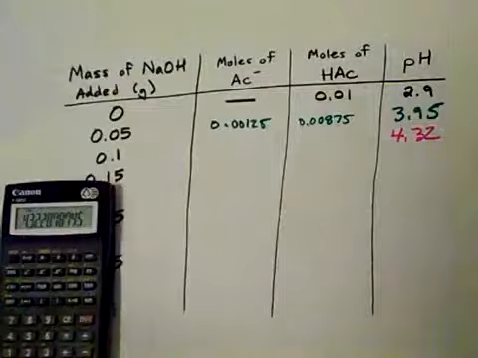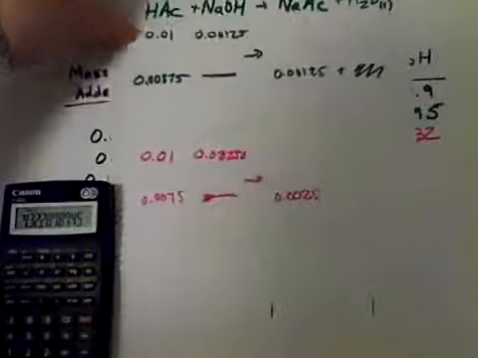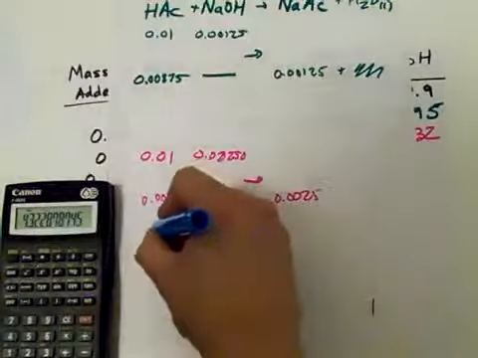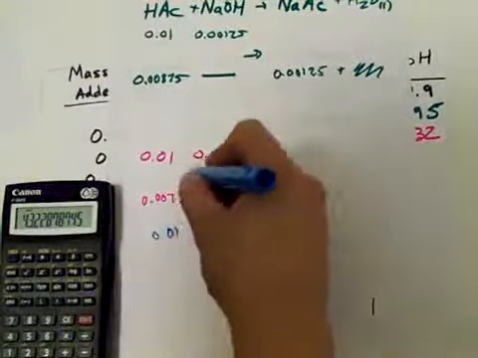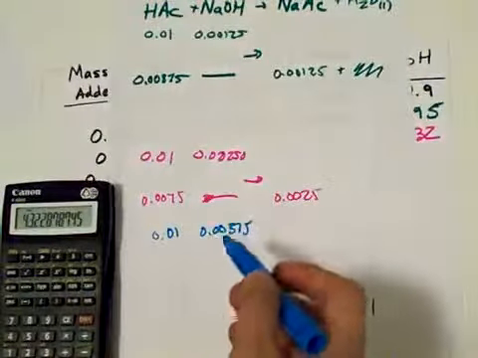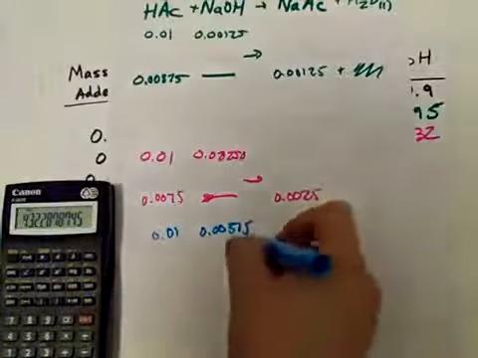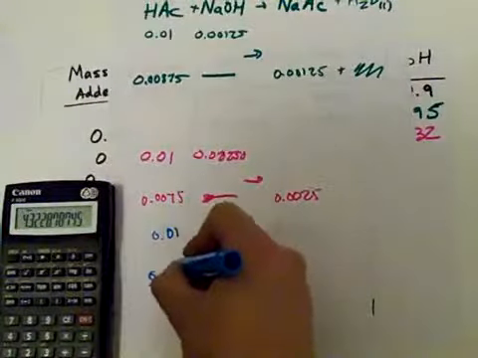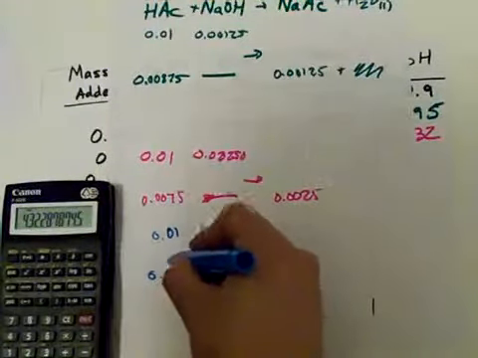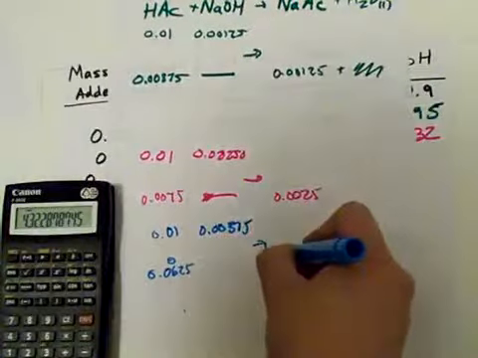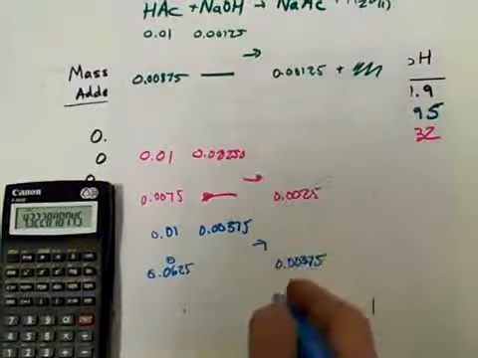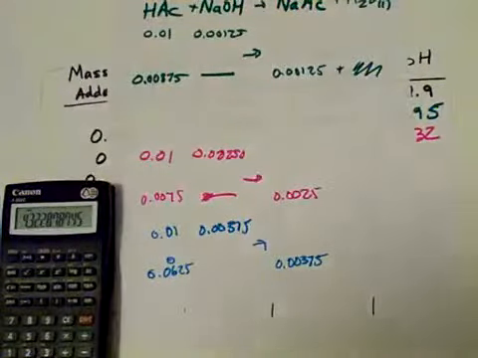Want me to prove it? I will. Check it out. We're going to do this one more time, adding another 0.05 grams of NaOH. Start with 0.01 moles of acid. Add another 0.05 grams of NaOH. Do your reaction. You're left with 0.00625 moles of acid, and you created 0.00375 moles of the base.